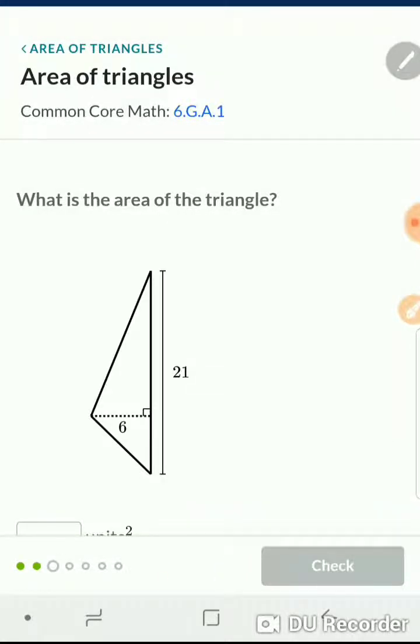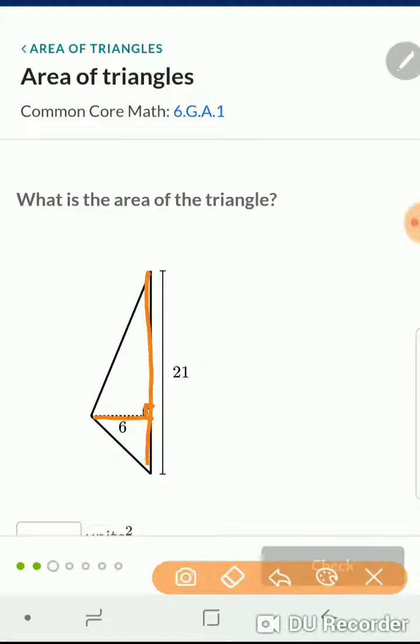Let's try another one. I know that last one had pretty large numbers, but this one will be a little easier. So again, I'm looking for the base and the height. So I find my right angle, which is right here. So the two lines that intersect will be the base and the height. I know the line that comes from the vertex and makes the right angle is the height. And so this other one, 21, will be the base.